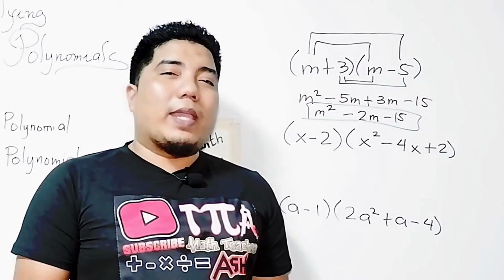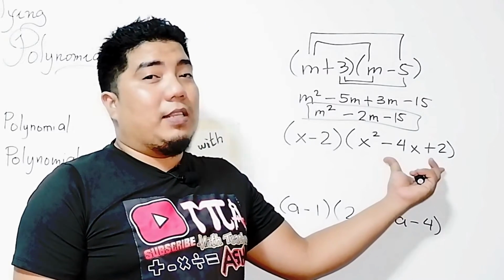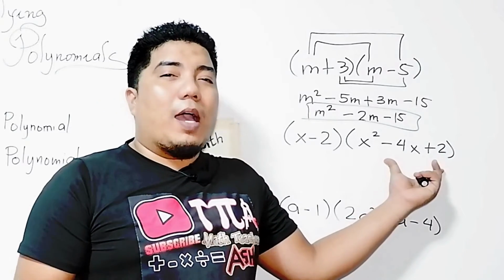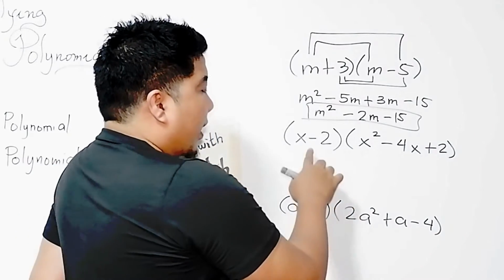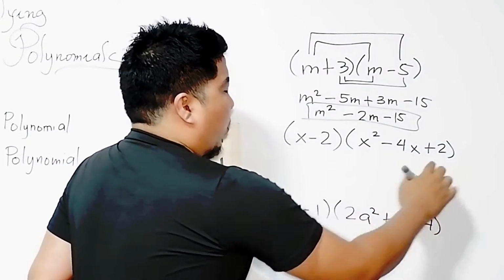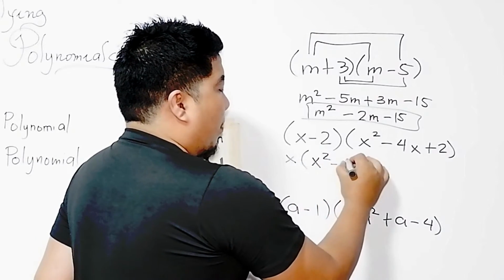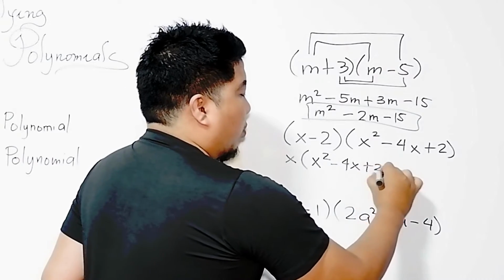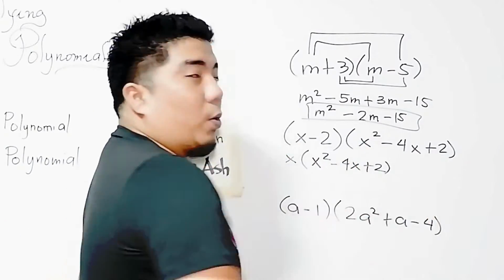But in this case, we cannot apply the FOIL method because there is a middle term in this given example. Now, how do we do this one? You can apply the distributive property. This x here will be multiplied to this whole, so giving you x times x squared minus 4x plus 2. You got that? This x is multiplied to this whole.